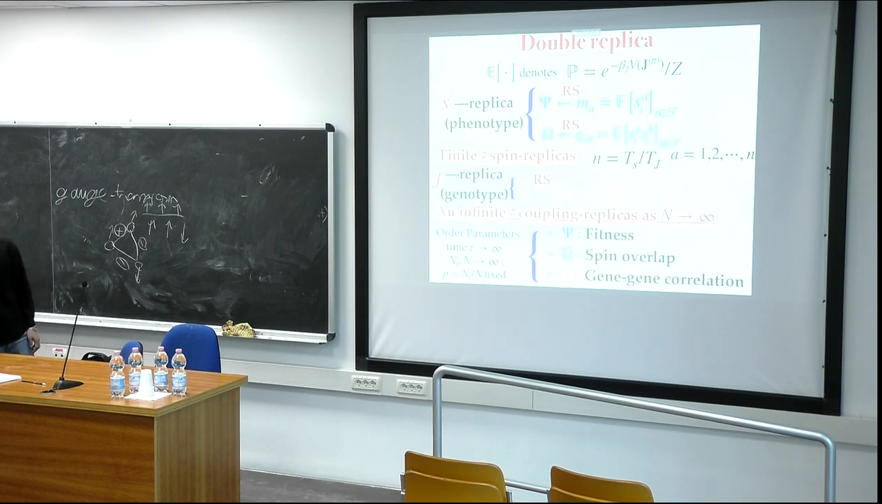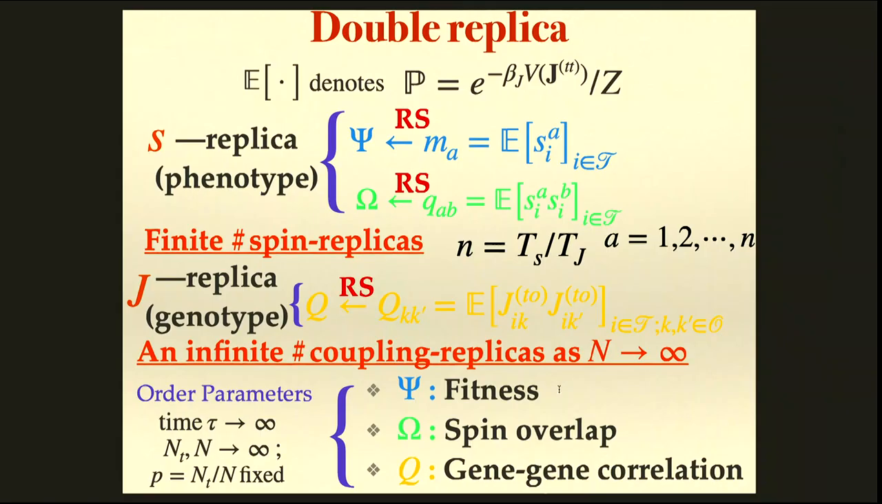And the second type of replica, the couplings one, has a similar structure. Again, you need to consider the overlap, but now the overlap becomes the overlap between two coupling constants, let's call it the correlation between two links. But here, that replica has an infinite number. So this is a mixture of two different species of replica, one with a finite number and another with an infinite number.